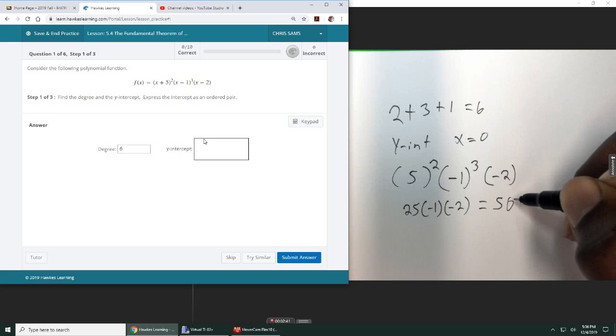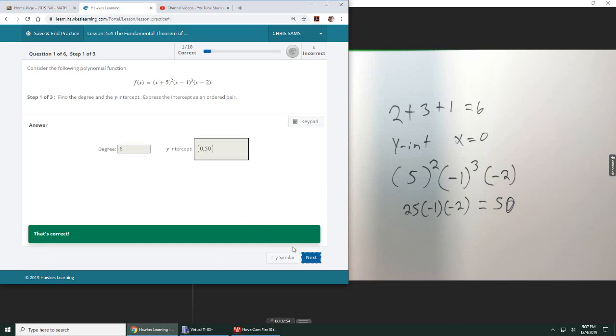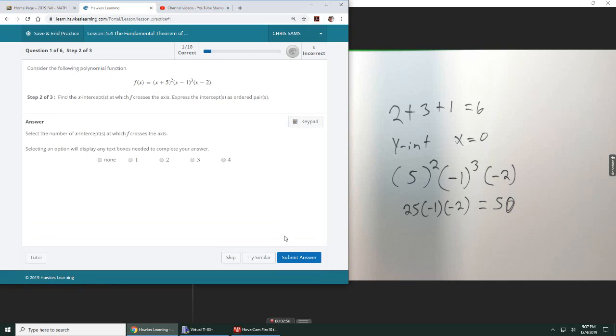And x is 0, the y value is 50. You have to type it as an ordered pair. So I would do parentheses and then 0, comma, 50. So this gives you your y-intercept and your degree. Okay, part 2 wants to know the x-intercepts at which f crosses the x-axis.